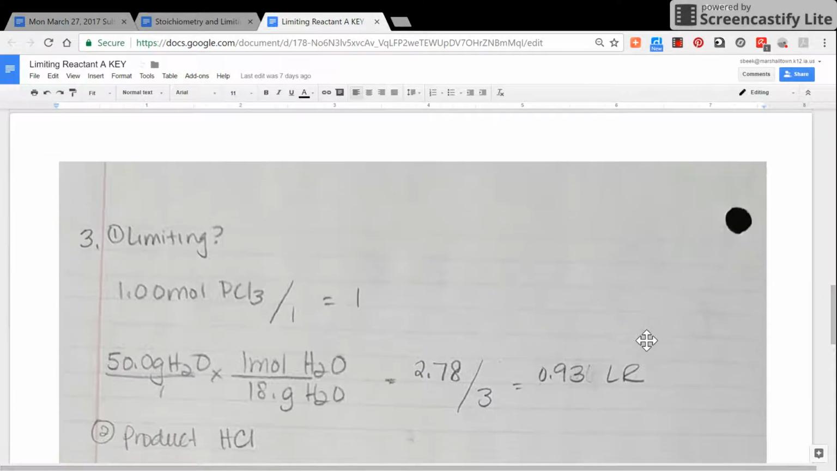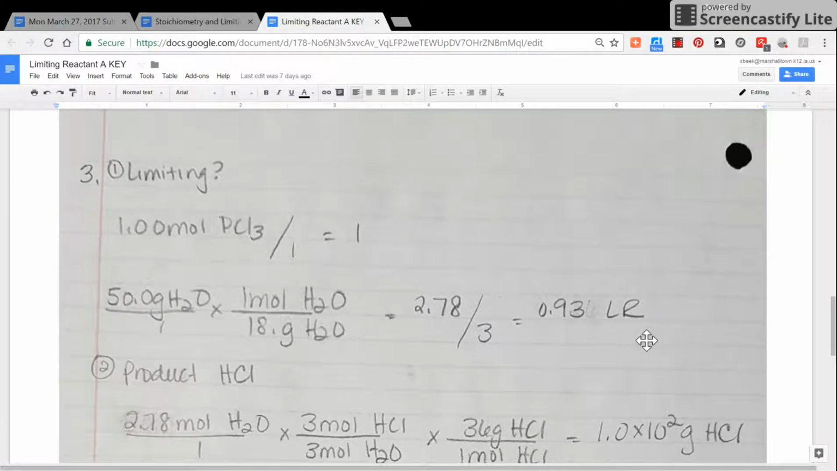The last problem, they gave you PCl3 in moles. So this one you didn't have to convert, you just divide by the coefficient 1. But they gave you 50 grams of H2O, which I converted to moles. I should have written moles, 2.78 moles divided by 3. It's a little less than the other one. So H2O is going to be my limiting reactant. PCl3 is my excess reactant.